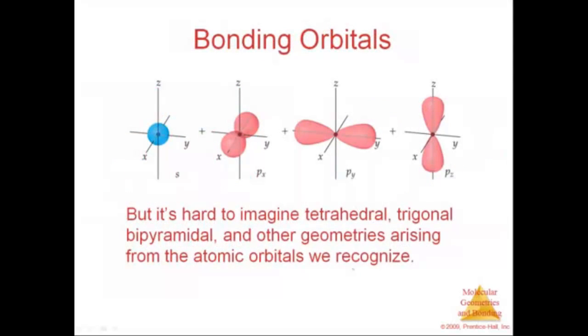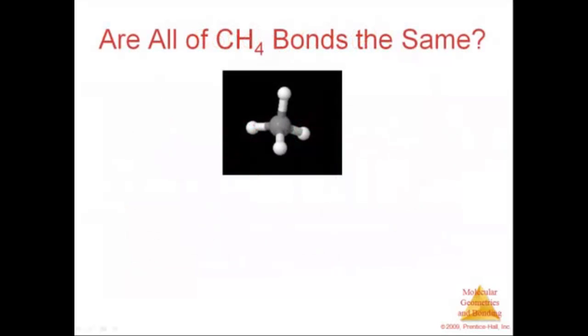But it becomes difficult to imagine, if I have a tetrahedron, how this overlapping occurs. It's not necessarily this head-to-head overlap, right? So if I have three p orbitals, I can imagine this coming together. But what happens with these guys? So let's think about methane.